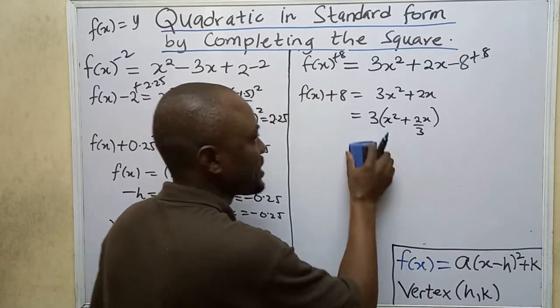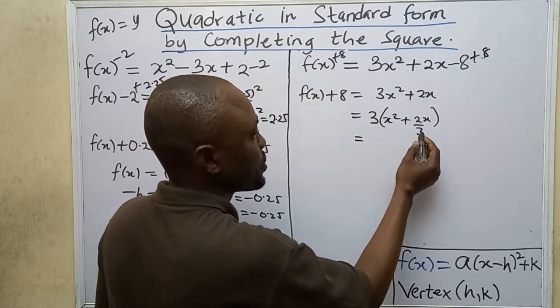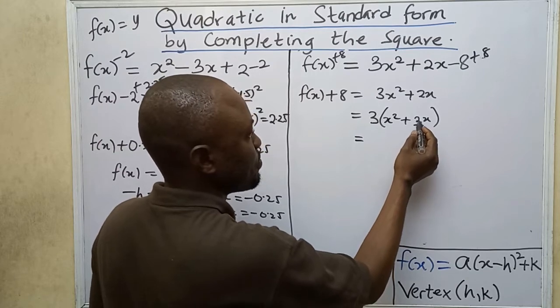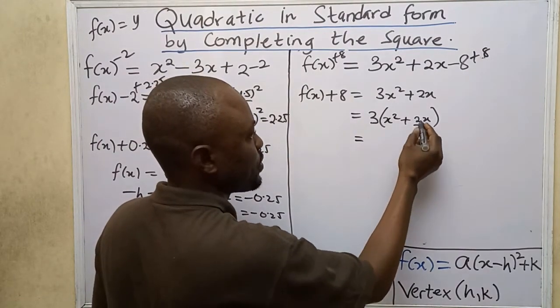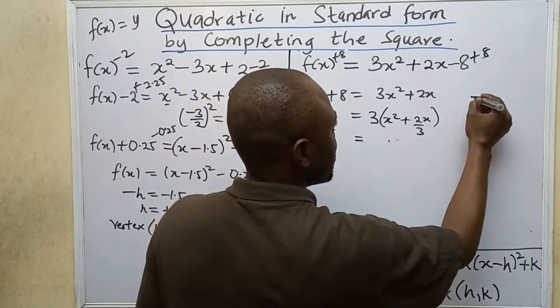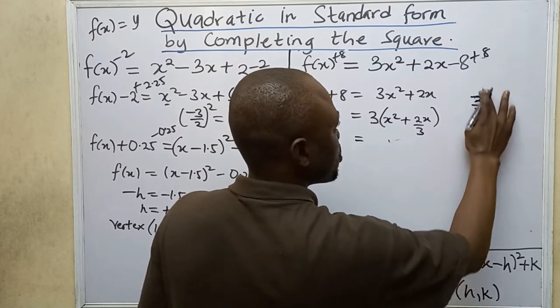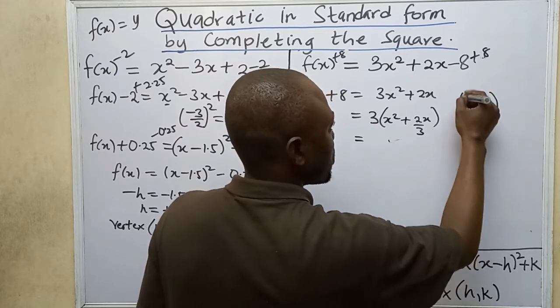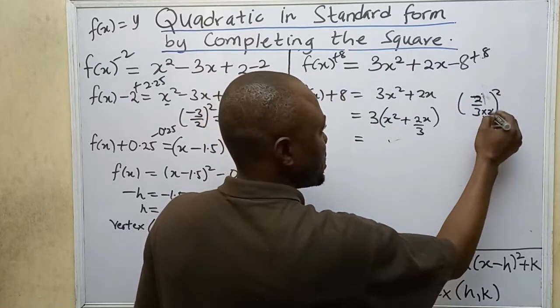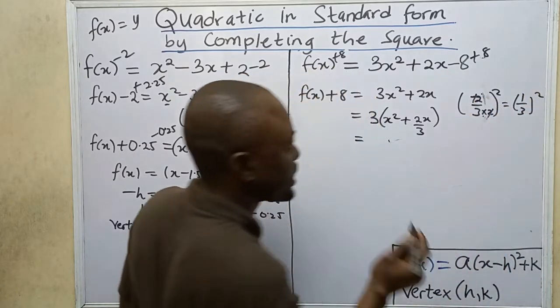If I do that, 3 times what will give me 3x squared is x squared. 3 times what will give me 2x is plus 2x over 3. Because if I do this, 3 times 2x over 3, this cancels and will give me 2x. Now, the next thing I want to do: the middle term is 2 over 3 x. So the coefficient of the middle term is 2 over 3. I'll divide it by 2 and square it. So this cancels this, and I have 1 over 3 all squared.